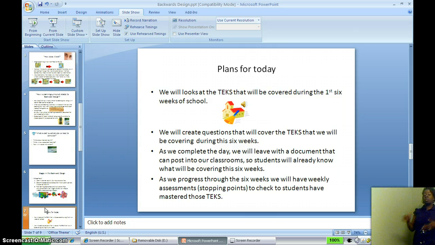So we want to make sure that we have some good questions posted up, that our students can continuously look back at, and we can look back as teachers to make sure that we're covering those objectives. As we progress through the 6 weeks, we will have weekly assessments, stopping points, like those hotels that we talked about on our trip. Those stopping points are where we will be assessing our students, looking at the data to see if our students are mastering those objectives, to decide whether or not we need to keep going on with our journey, just like in this trip from Texas to Florida.